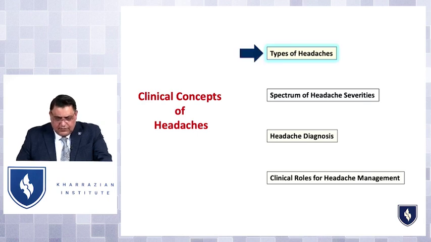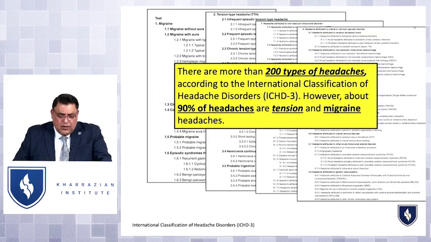So let's talk about types of headaches first. There are more than 200 types of headaches according to the International Classification of Headache Disorders, the ICHD-3. However, about 90% of headaches are tension and migraine headaches. If you ever get a chance to look at the International Classification of Headaches, you're going to see all these headaches. Some are almost funny when you see what's diagnosable as a headache.